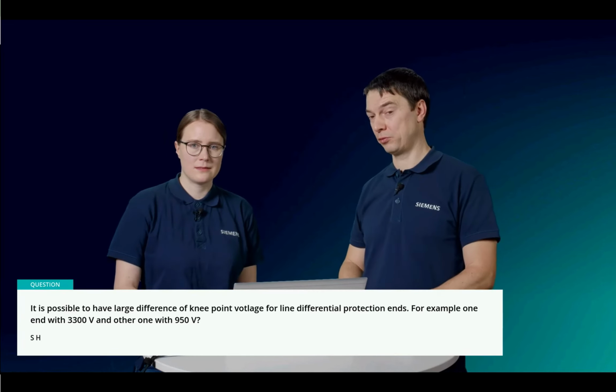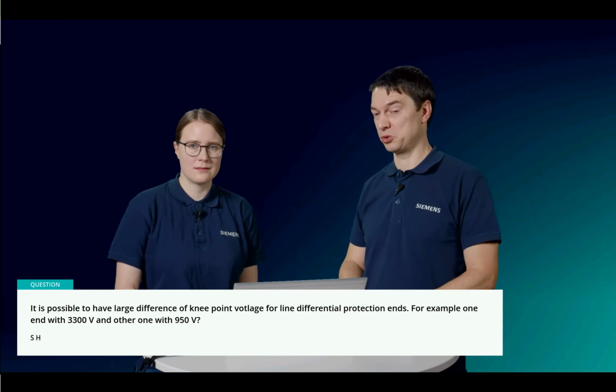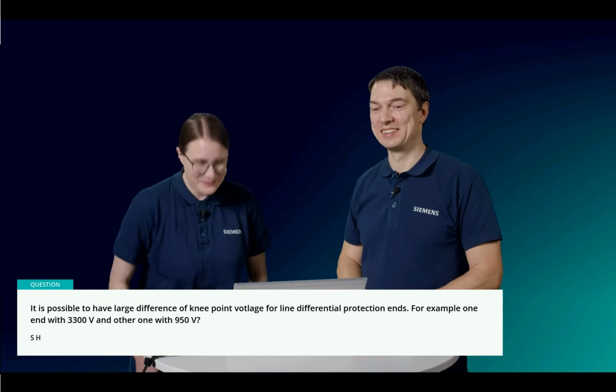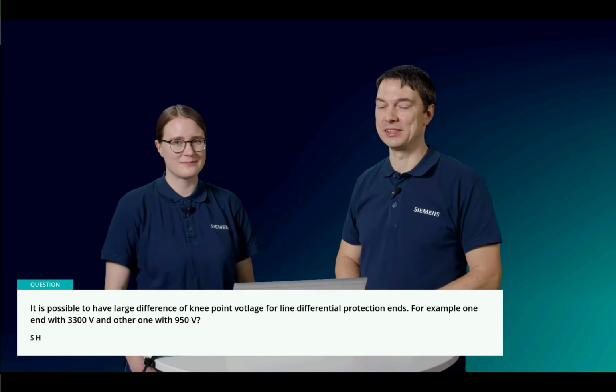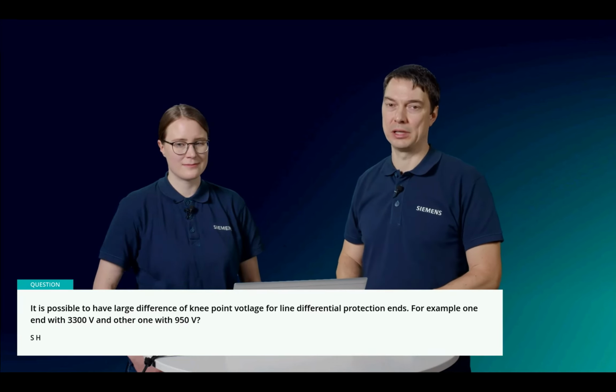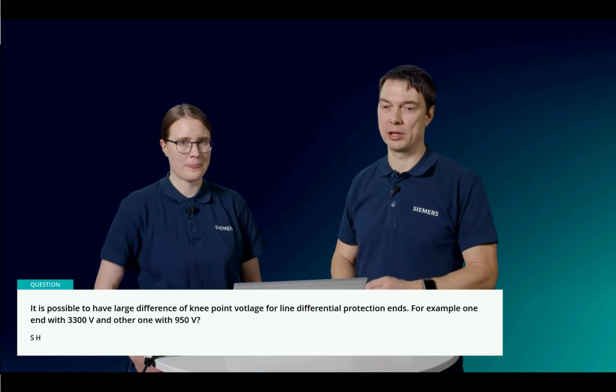Okay. Is it possible to have a large difference in the knee point voltage for the line differential protection ends? For example, one end with 3,300 volts and the other one with 950 volts. 950 volts knee point voltage is also very big, from my understanding. But this is more your specialty. Okay, you put it to me. Yes. Now this is a question regarding the CT sizing. It belongs together with what Nina said. There's a section in the manual where we have some calculation.